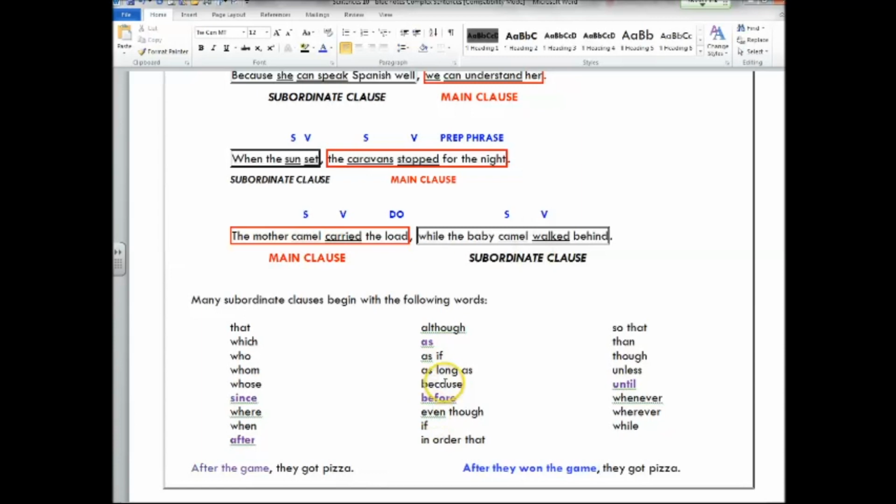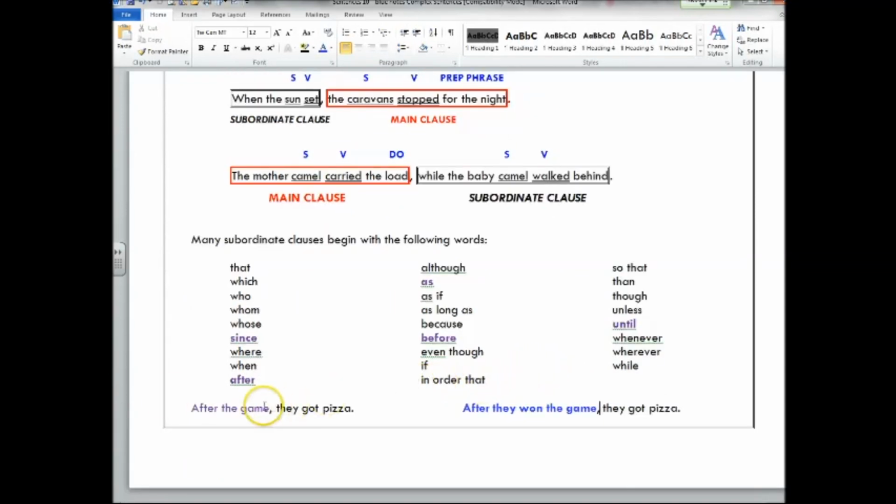Some of these can also be prepositions. Since, after, as, before, until can be prepositions and part of a prepositional phrase. So it's important to be able to understand the difference between when it's a preposition and when it's a conjunction and you have a subordinate clause. So I used after as an example. After is a pretty common preposition. After the game, they got pizza. Here, after is a preposition. After what? The game. There's no subject, there's no verb. It's just a prepositional phrase, after the game.